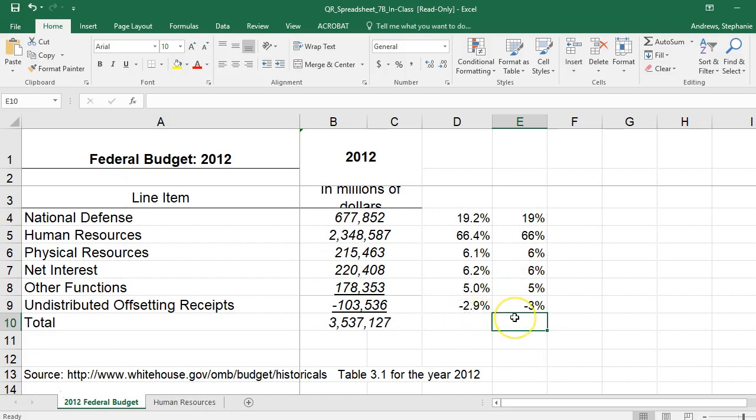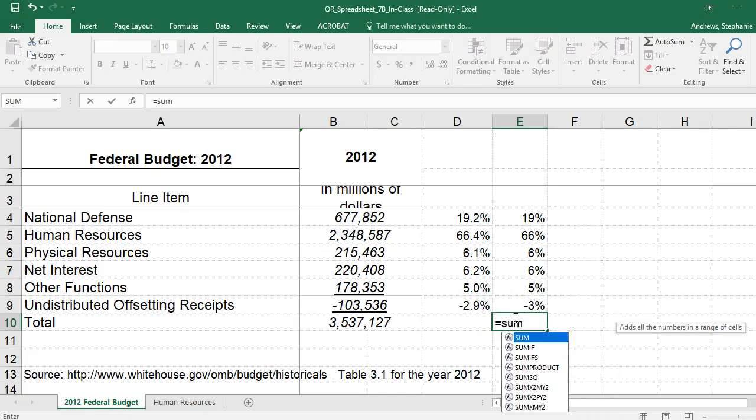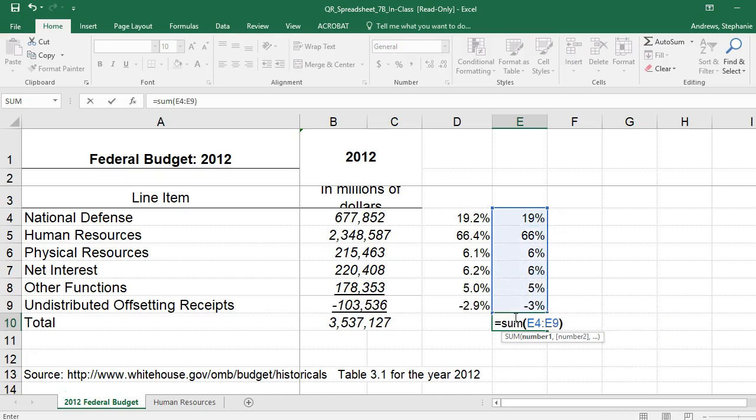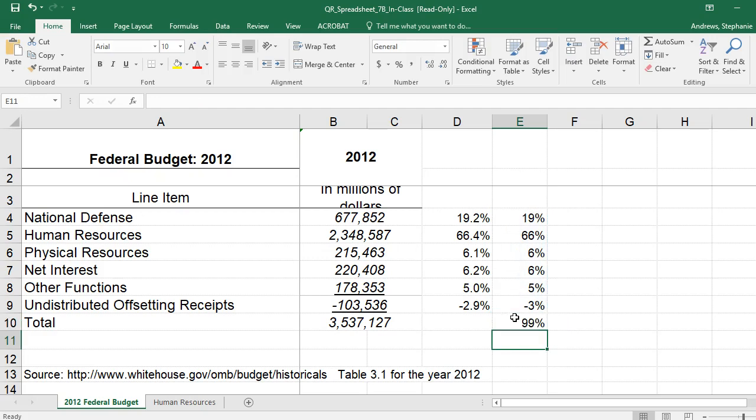We have rounded, so it's probably going to be off a little bit, but let's go ahead and ask it to equals sum what we've got going on from E4 all the way down to E9, and it tells us we're at 99%. And the rounding, I've lost several pieces with 2/10, 4/10, and if I added these up in the column D, it should probably be 100%. But this is very good and very close, so we're going to go with it.